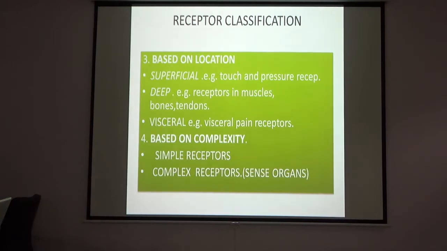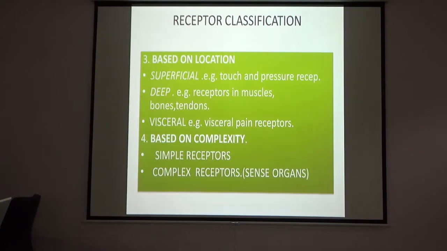Then the third way of classifying them is based on their location. They can be superficial, like touch and pressure receptors. They can be deep, those are the receptors present in muscles, bones and tendons, etc. Then there can be visceral, which are present as visceral pain receptors and on the visceral organs.